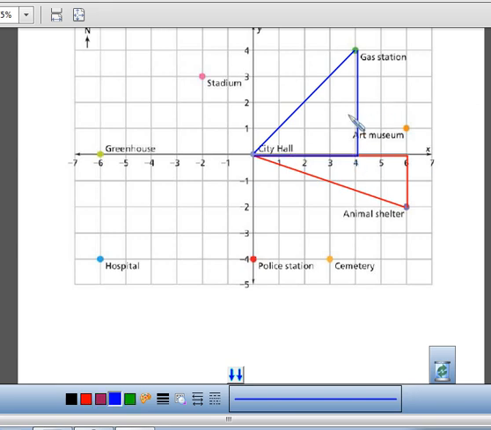Alright, and here's what I mean. To find the distance from City Hall to the gas station, I would count the distance from the City Hall to here, which is directly below the gas station, and that's 4 blocks or 4 units. And then from here, right up to the gas station, which is 4. Here's my A, here's my B, and now I have enough information to use the Pythagorean theorem.